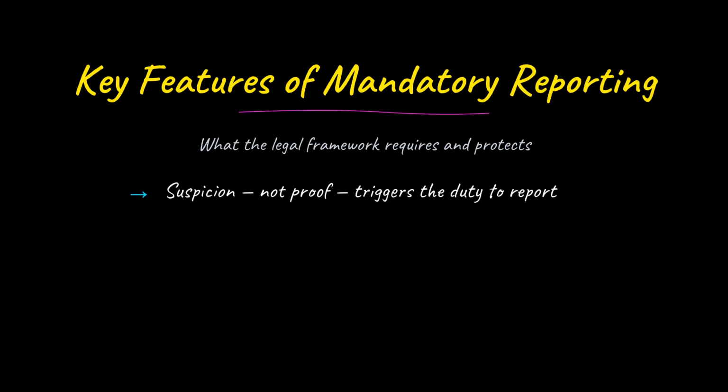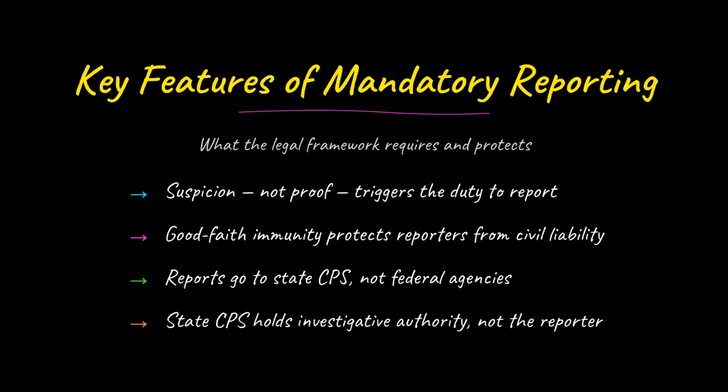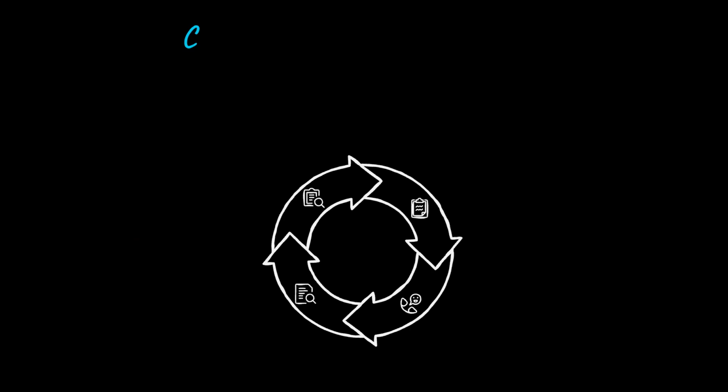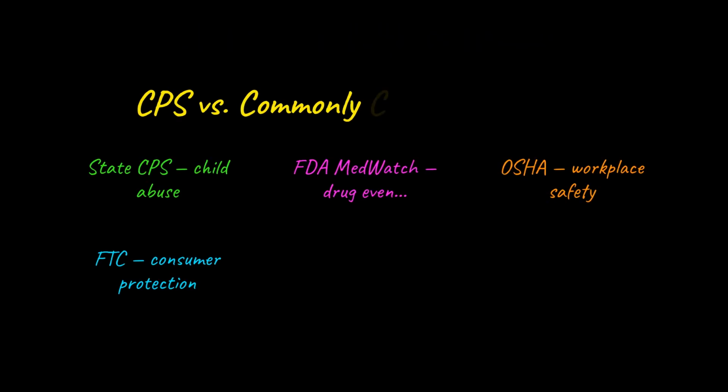Suspicion alone is enough to trigger the duty. Good faith immunity removes the fear of legal backlash. Reports are directed to state CPS exclusively, and the state agency, not the clinician, carries out the investigation. In practice, the entire care team plays a role. The clinician surfaces the concern. The CMAA supports logistics and documentation, and the designated liaison contacts the state CPS hotline. Patient confidentiality rules accommodate this because the law itself authorizes the disclosure.